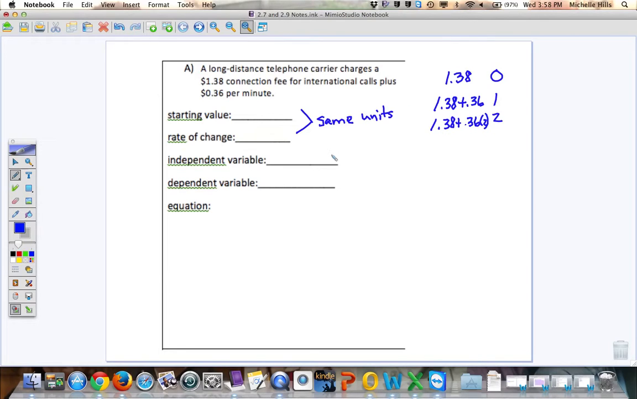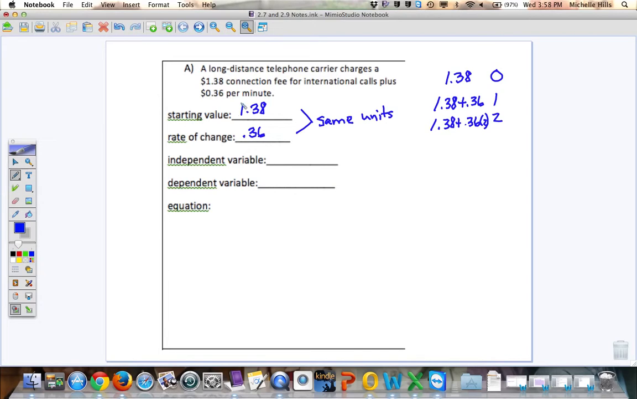So what you really end up with is my starting value is $1.38. That's what happens at time 0. The connection is made, boom, you hang up, that's it, you spend $1.38. The rate of change is positive because this number is going to get larger by 36 cents for each minute.